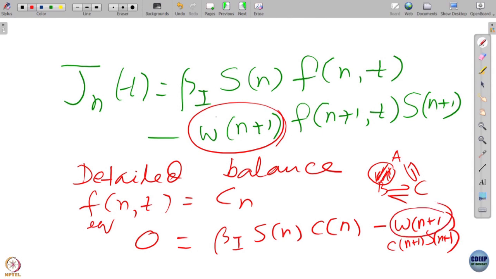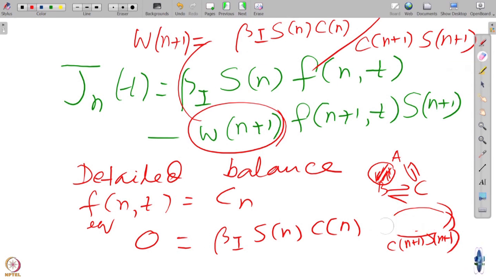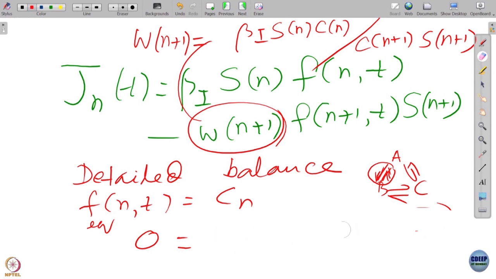So Wn plus 1 now becomes equal to beta I Sn, I take it on that side, and then Cn divided by Cn plus 1 Sn plus 1. So this is my Wn plus 1. So now, by using the detailed balance, I got an expression for Wn plus 1. Let me write this down clearly, because I will need it.